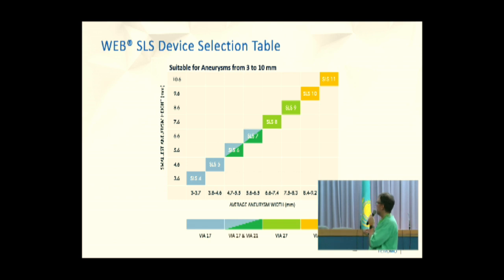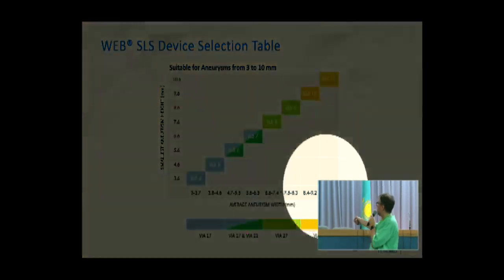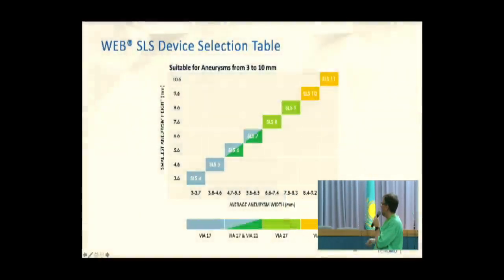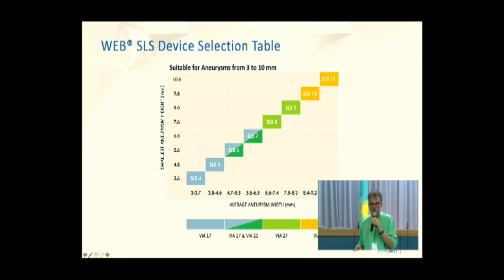So that's the device selection table for the spherical web. Same thing here, 10 millimeters, hard stop. Don't go over it.